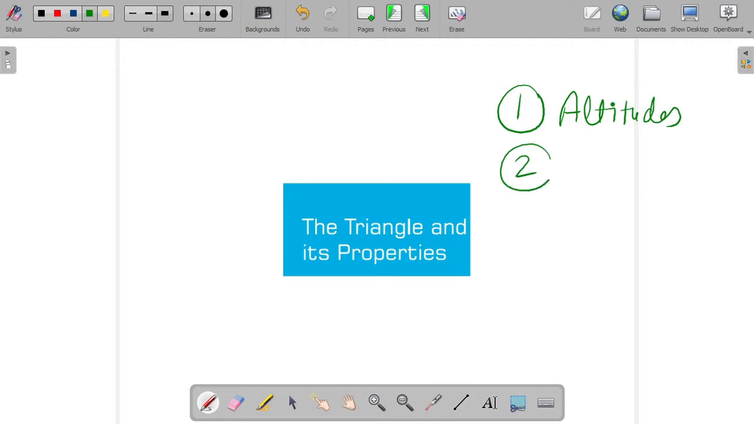Number 2, we have to deal with median. Median is a line which divides the triangle into two equal parts. It touches the midpoint of the opposite side. This is about 6.1.